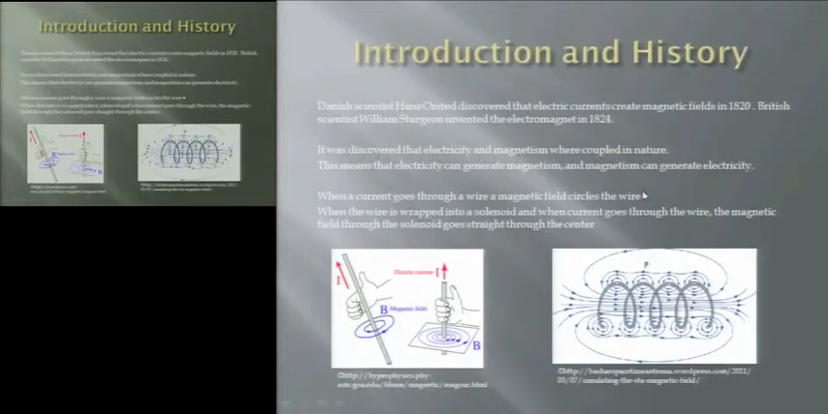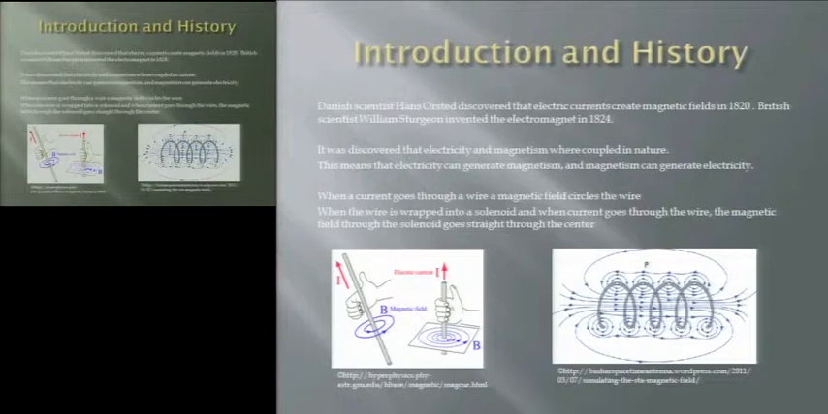Okay, so an introduction and history to this electromagnetic transduction. Danish scientist Hans Oersted discovered that electric currents create magnetic fields in 1820. A British scientist named William Sturgeon invented the electromagnet in 1824. It was discovered that electricity and magnetism were coupled in nature. This means that electricity can generate magnetism and magnetism can generate electricity.